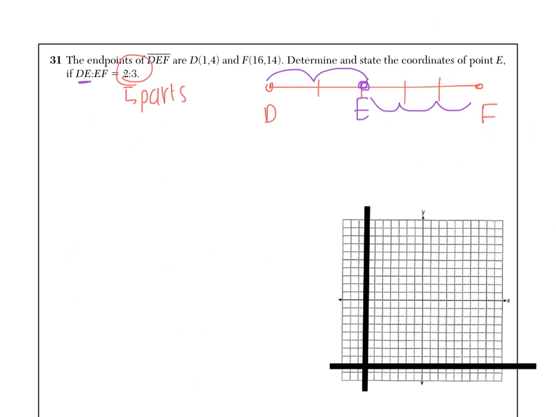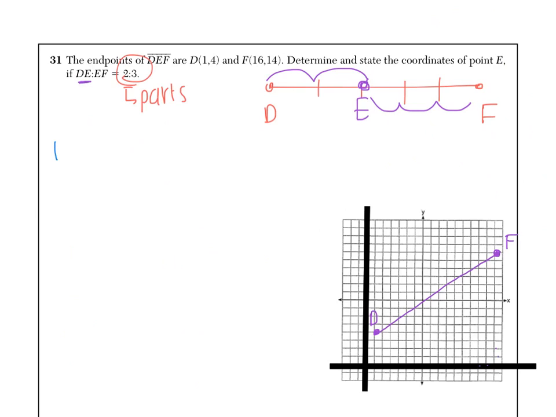So I'm going to plot over 1, up 4 for point D. And over 16, up 14. Over 4, 5, 6, 7, 8, 9, 10, 11, 12, 13, 14, 15, 16, up 1, 2, 3, 4, 5, 6, 7, 8, 9, 10, 11, 12, 13, 14. And that's point F. So I'm going to connect them. If you have a straight edge to connect them, that would be very helpful. If not, then just do your best to make it as straight as you possibly can.